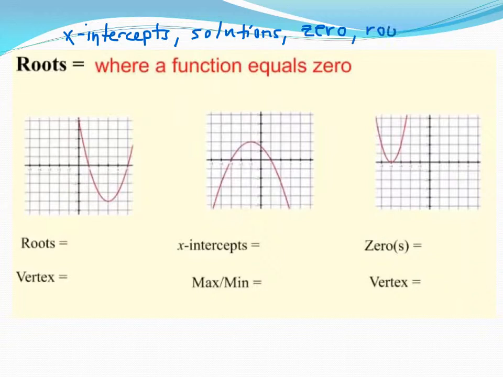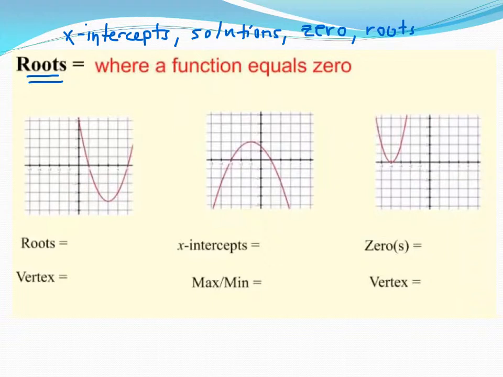Another name for these is called a root, and that's what we're going to talk about next. It's just another name to represent the solution. So if you ask me or hear me say, what are the roots of this function, I am basically asking you, what are the x-intercepts? What's the solution? Where are the zeros? Okay, they all mean the same thing. X-intercepts, solutions, zeros, roots all mean the same thing. It's just different words. We use them at different times.